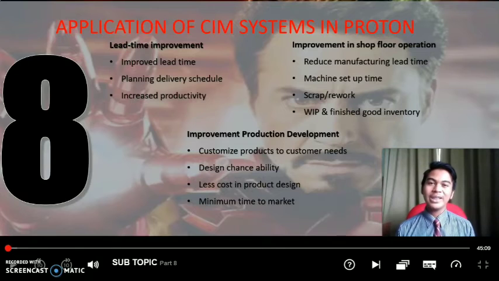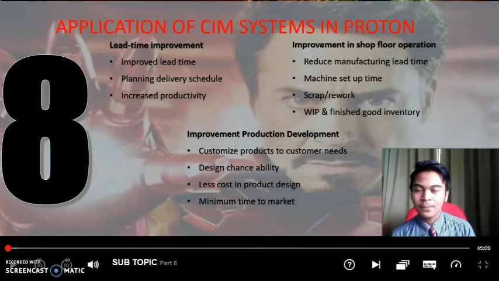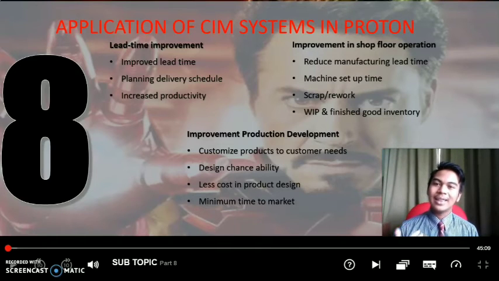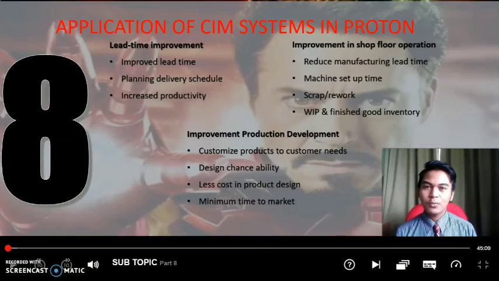In the improvement in shop floor operation, the company reduced manufacturing lead time, which means a shorter production process but maintained the quality. Next, including machine setup time, scrap or rework, and increase in work in progress and finished goods inventory. Okay. Lastly, the improvement in production development.